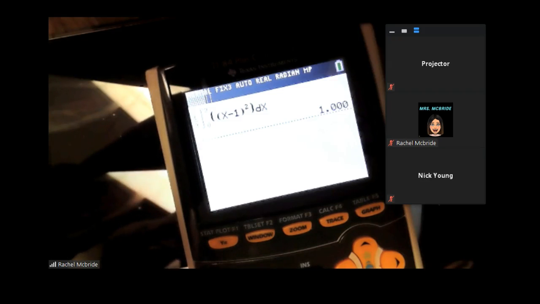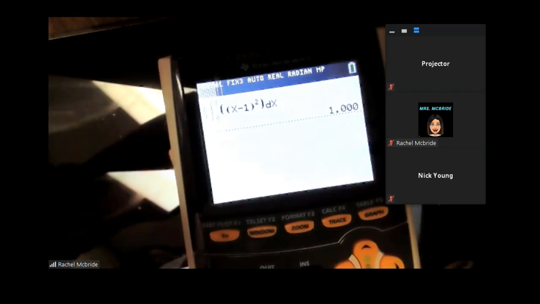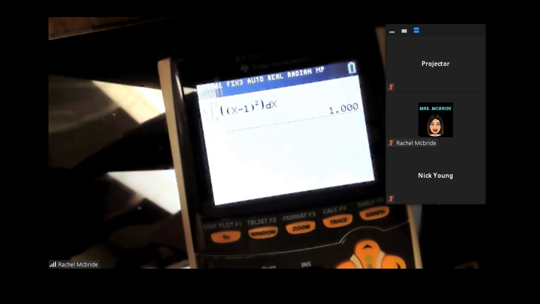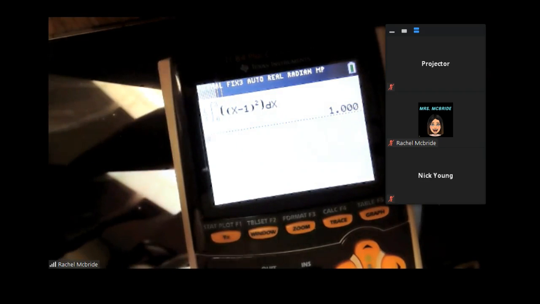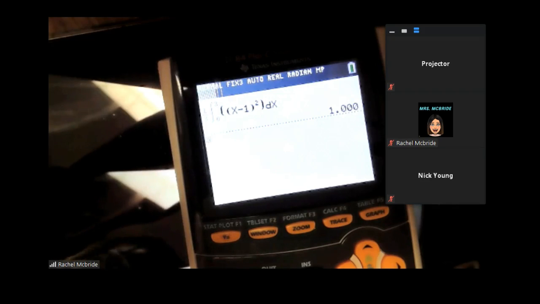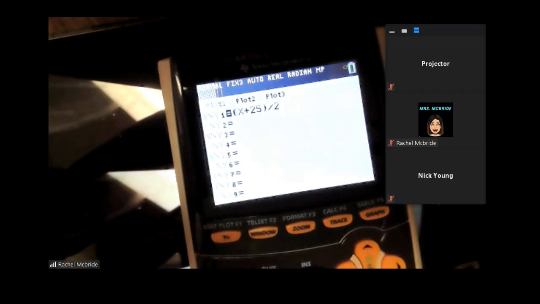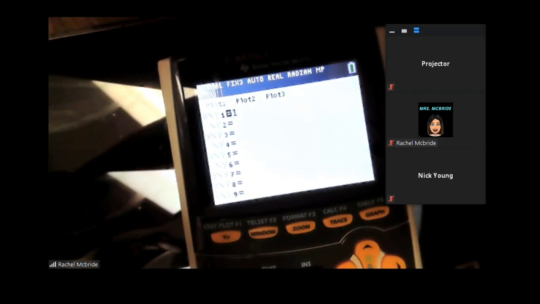So then what you could do if this was a graphing calculator, if it was, the values would probably be grosser. But what you would want to do at that point then is go to your y equals, type in 1 for y1, and then type in the function for y2.